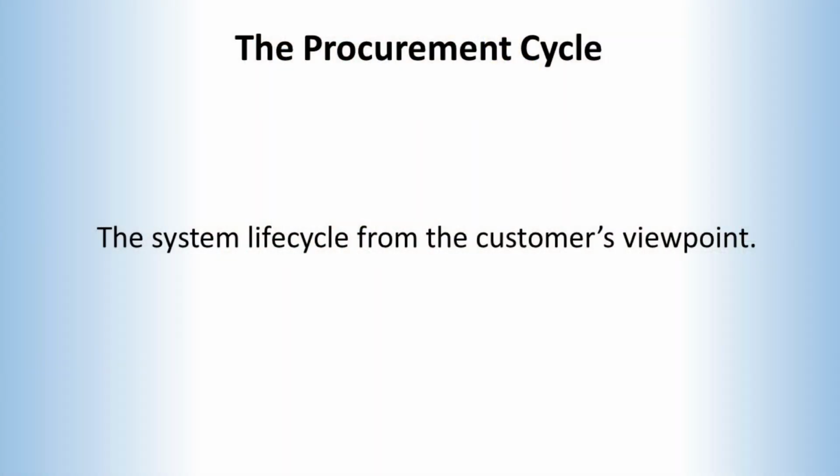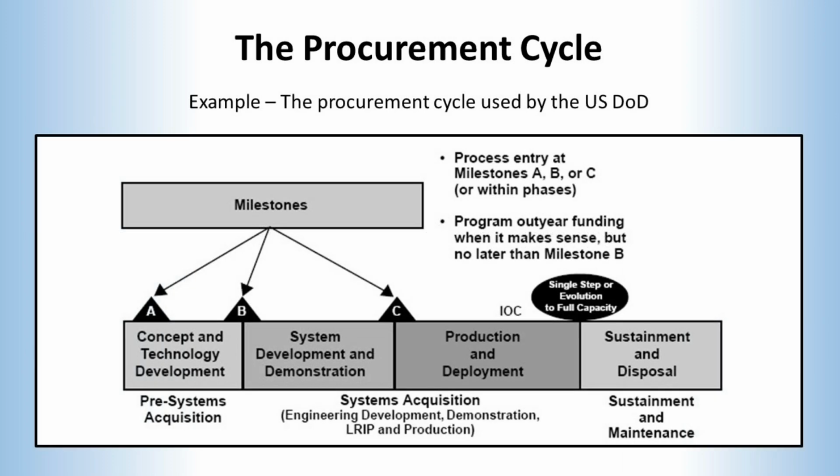Another term that you're likely to come across is the procurement cycle. This is essentially another term for the system life cycle, but now seen from the customer's perspective. Let us look at some examples. Here is the top-level procurement cycle as used by the American Department of Defense. You'll see the overall structure is the same as the classic system lifecycle, if a little simplified, as the break between the system design and detailed design is of less importance to this customer.